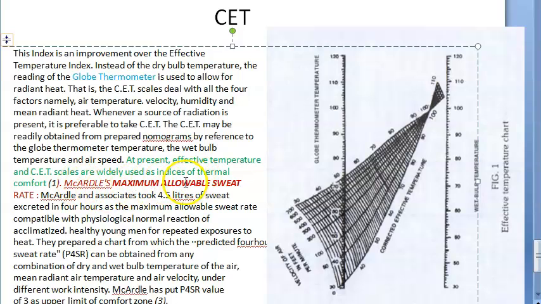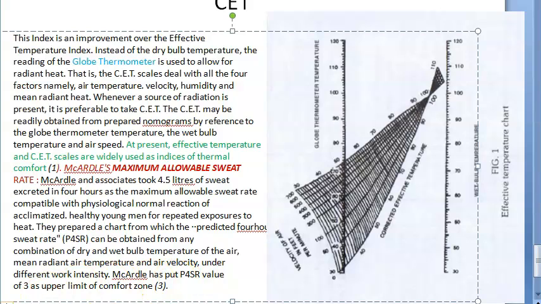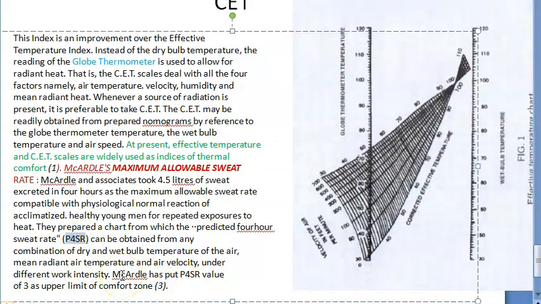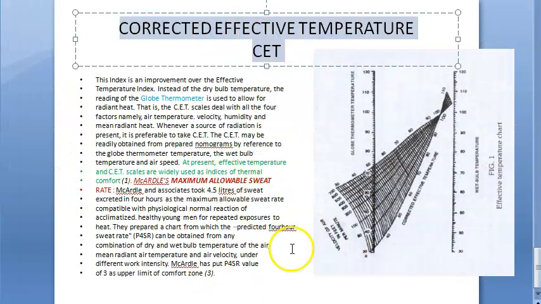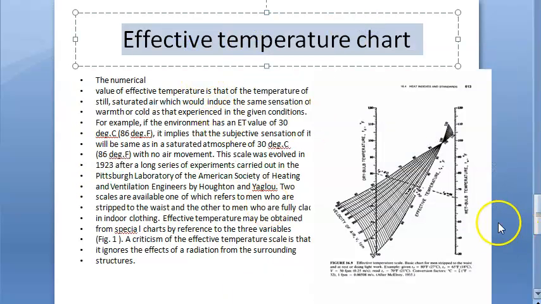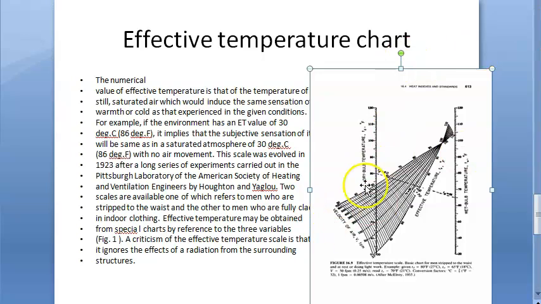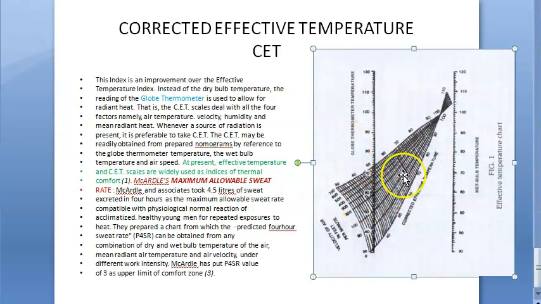And there is also something like sweat rate, etc. So you can consider that also. Predicted 4-hour sweat rate, etc. They are including something, but you remember only this much. So you have corrected effective temperature and you have effective temperature chart, two things: wet, dry, velocity; wet, globe, velocity.